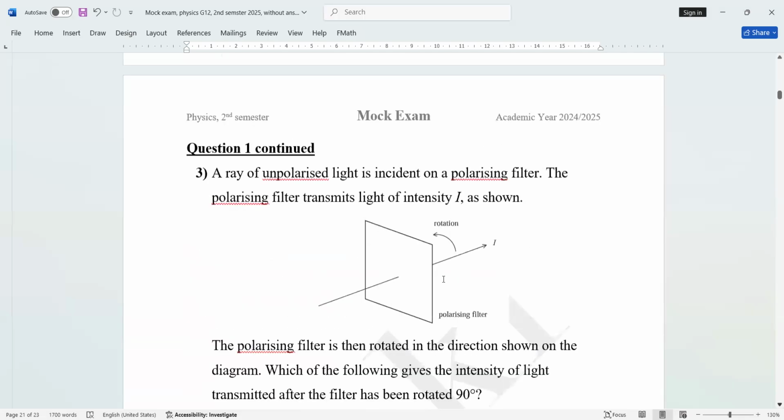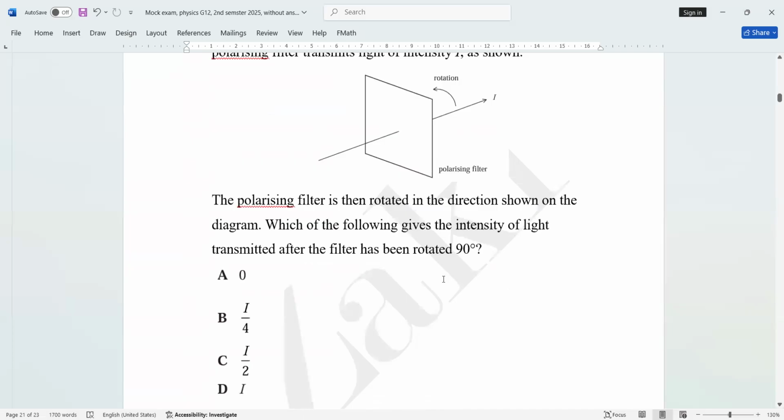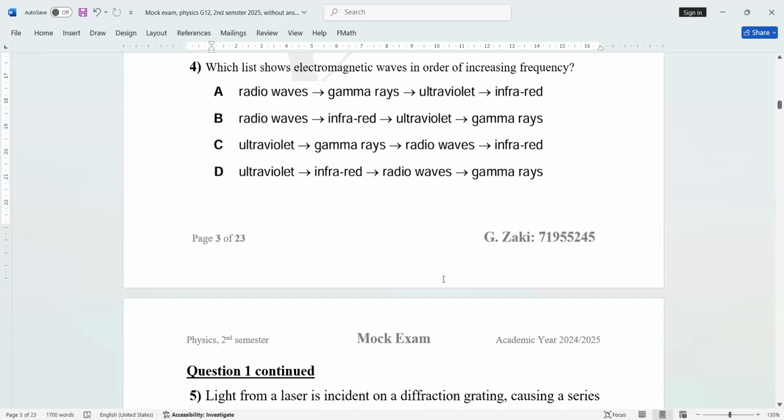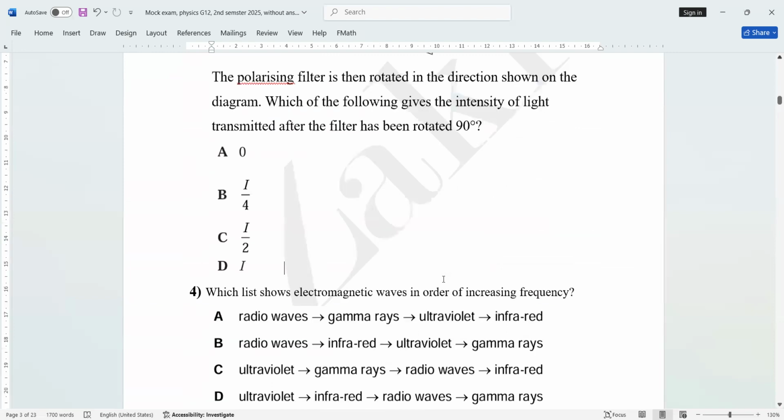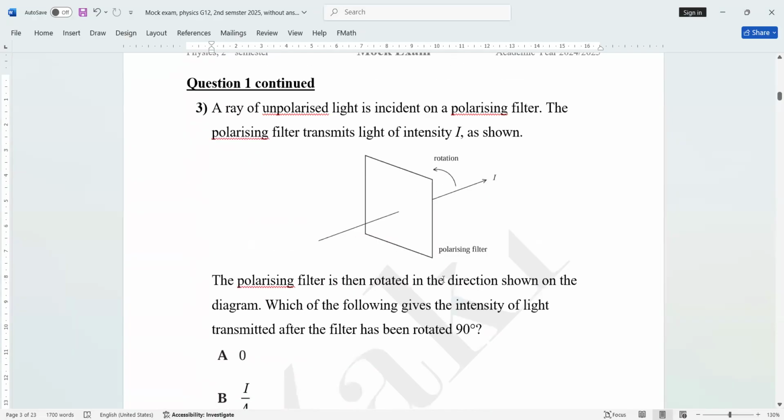This is about polarization. Take care. He said a ray of unpolarized light is incident on a polarizing filter. It's one filter, not two. It's just one. Again, I write, it's one only.